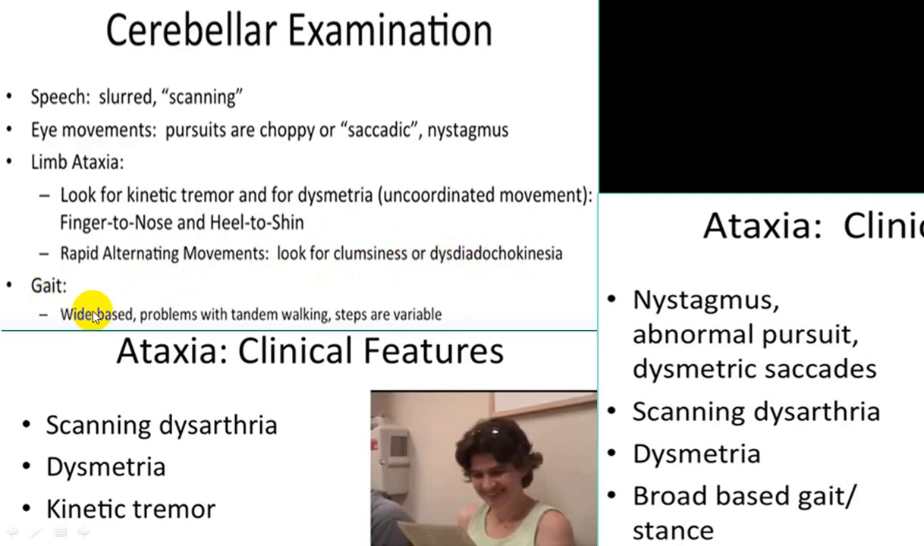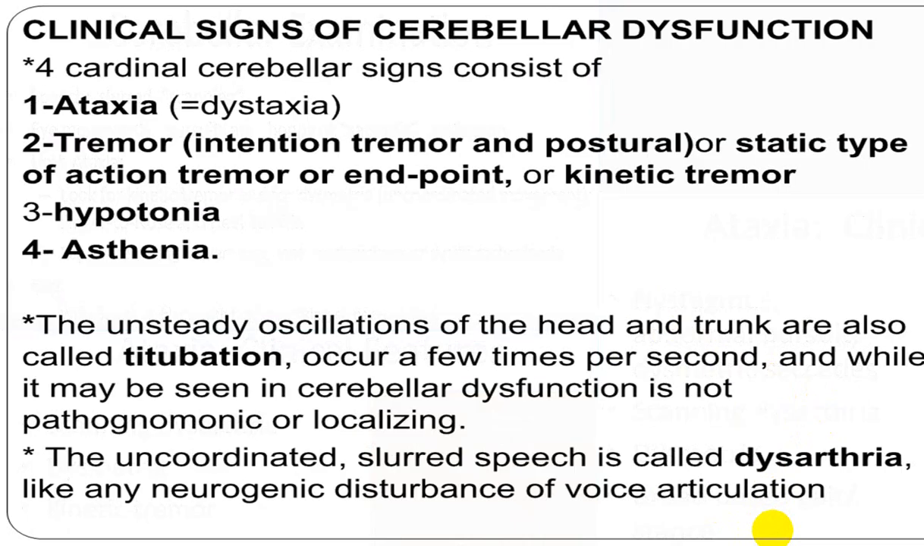And in a gait, it will be a wide base. The person will have an imbalance, and will be swaying from one side to another side. There will be truncal ataxia, as well as abnormal movement in the upper limb, movement of the head in the form of titubation. All these things will be seen. So dysarthria, dysmetria, kinetic tremors, or we call intentional tremors, nystagmus, abnormal pursuit and saccadic movements, dysmetria, broad base gait. Even while standing also the person will have imbalance, whether with eye open or eye closed, it does not change. So ataxia, tremor, hypotonia, asthenia are the 4 cardinal cerebellar signs.